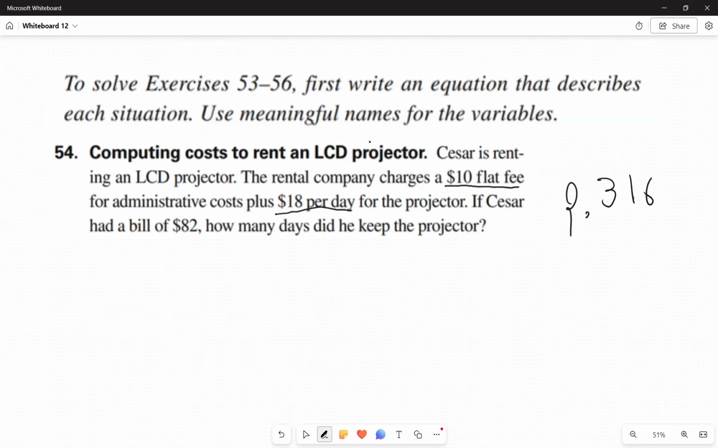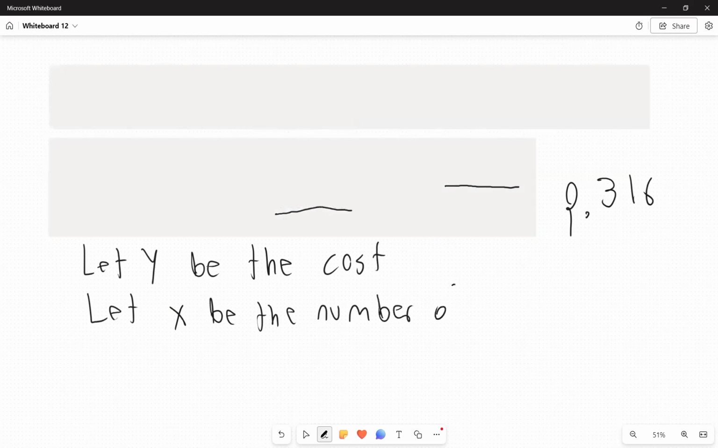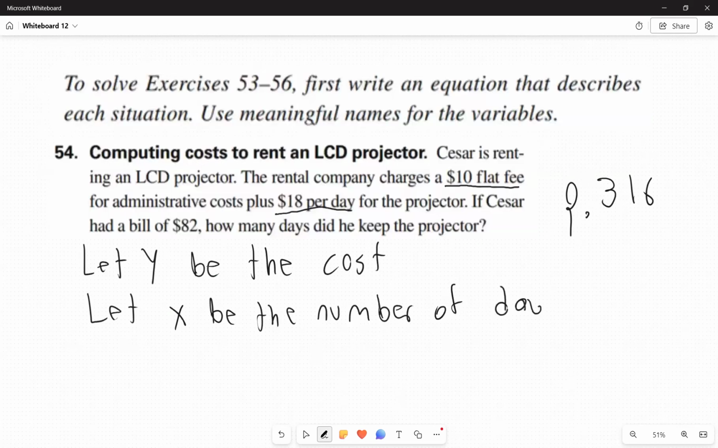We're going to call y the variable y. The variable y is going to be the cost of renting the projector. Let y be the cost. And we are going to let x be the number of days he kept the projector. So those are the number of days he kept the projector.